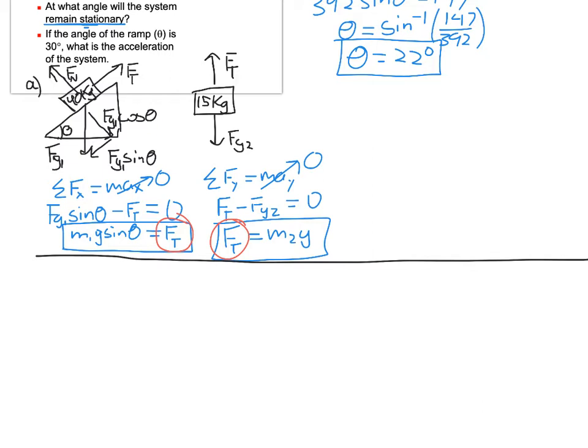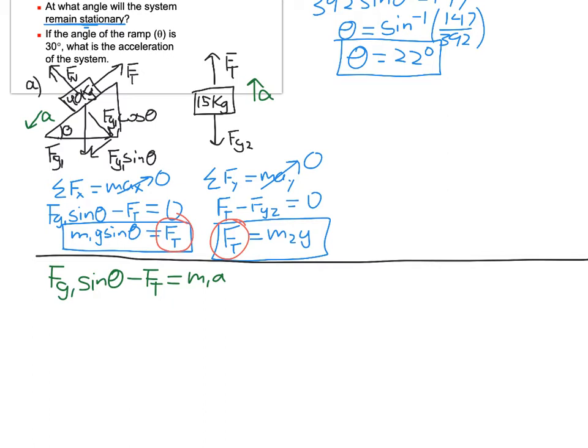All right, so for the second part, we're saying our angle is now set to 30 degrees. Given that it stayed at rest at 22 degrees, if we up it to 30, that means that this box is going to accelerate down the ramp, and therefore the other box will accelerate up in the vertical direction. So I'm going to redo my F equals ma, and I don't need to fully redo it. It's still Fg1 sine theta minus Ft for the box on the incline, but now there is an acceleration. So I'm going to say it's equal to m1a.